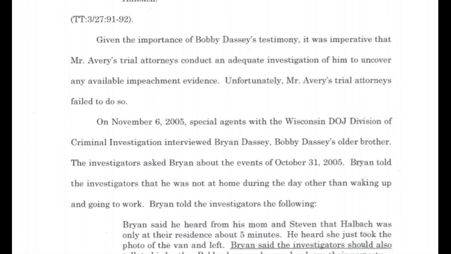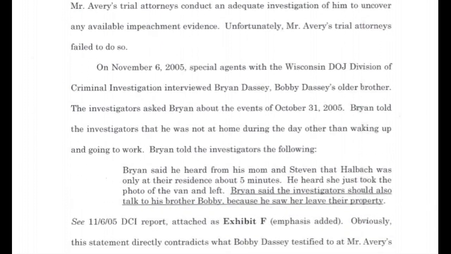Brian said he heard from his mom and Stephen that Halbach was only at the residence for about 5 minutes. He heard she just took the photo of the van and left. Brian said the investigators should also talk to his brother Bobby because he saw her leave the property. Now, why would Brian think that Bobby saw her leave the property? Interesting. So, DCI report attached in Exhibit F.